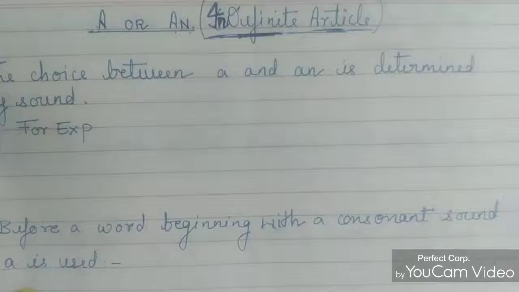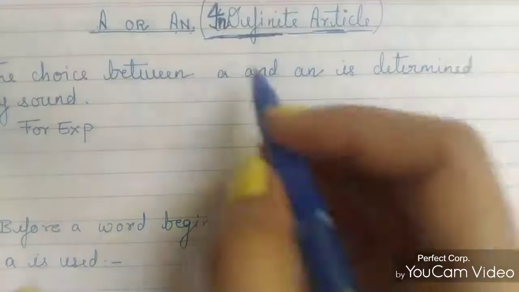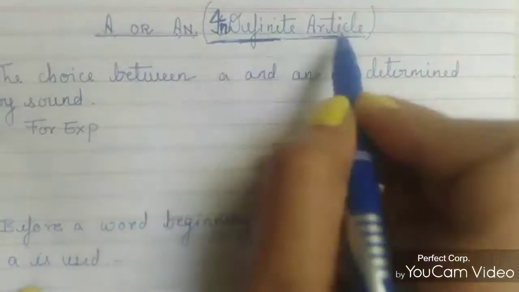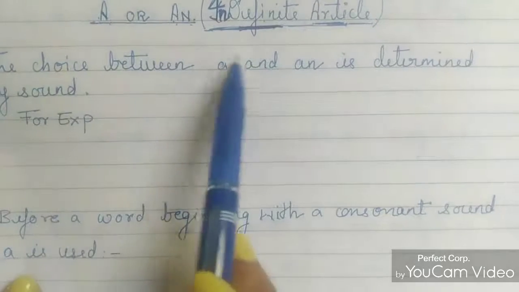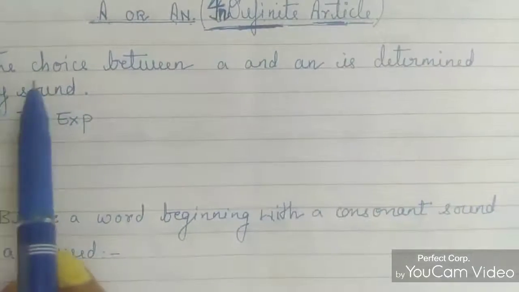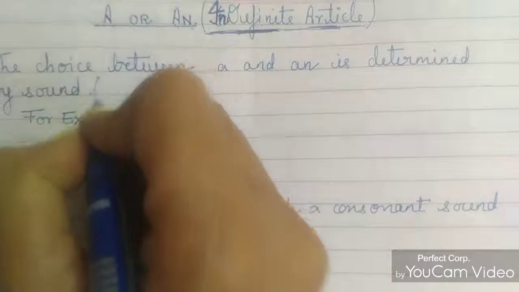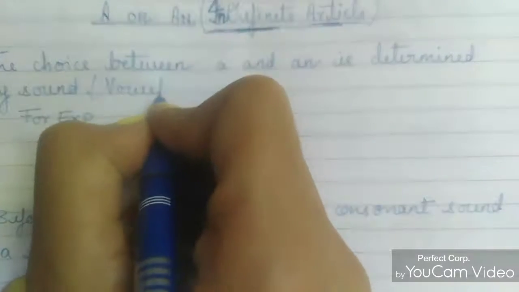Okay, now a or an, the indefinite article. The first point is that the choice between a and an is determined by sound. By which sound? By vowel sound.